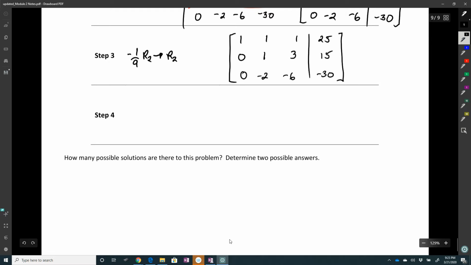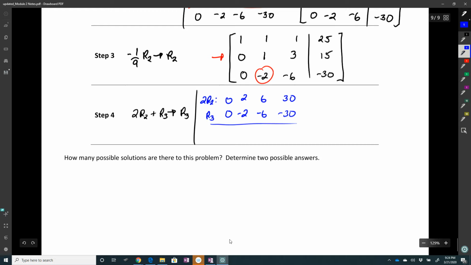Now the last step is I want to get rid of this one. I'm in column 2, so I'm going to use row 2 to do it. So that's going to be 2 row 2 plus row 3 gives me my new row 3. So 2 row 2 is just 0, 2, 6, 30. Row 3, notice it's just everything's the opposite. So 0, 0, 0, 0.